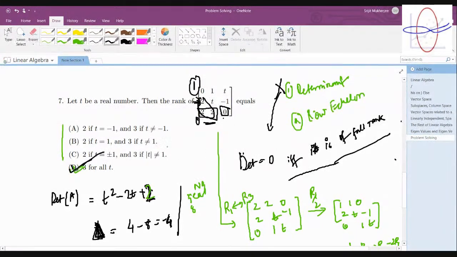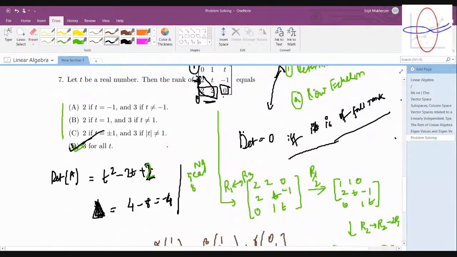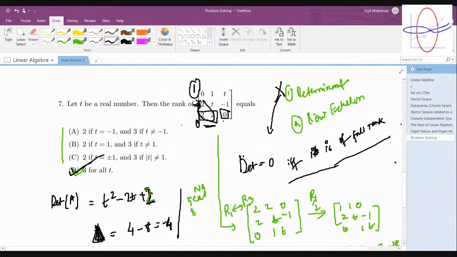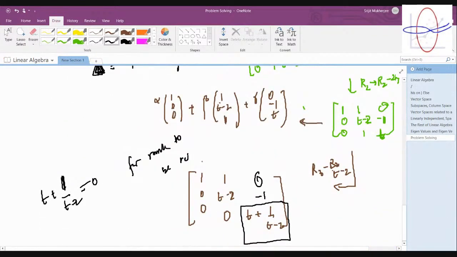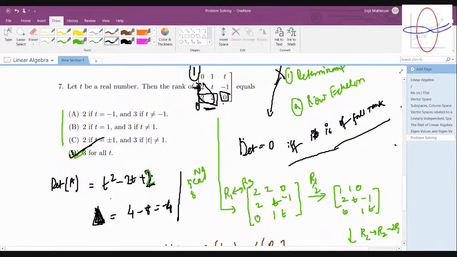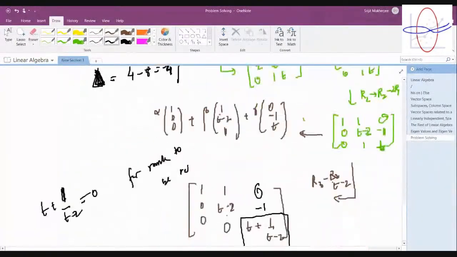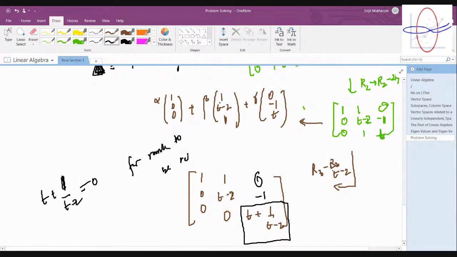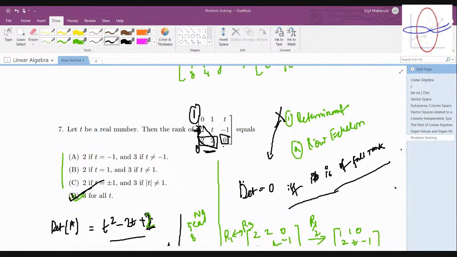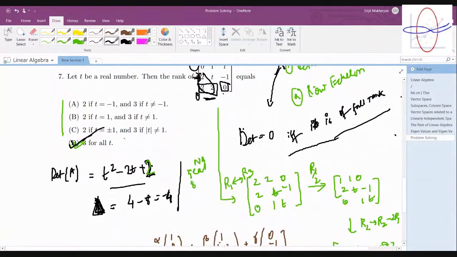Let me check. So what mistake did we make over here? If t is equal to 3, then we have made some mistake. Did I compute the determinant wrong? T square minus 2t plus 1 is coming, right? I mean, did you tell me wrong? No, it's correct only. The determinant is correct. Then what is the problem, guys?